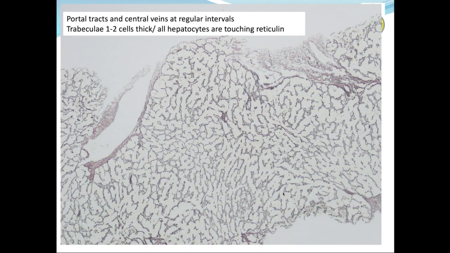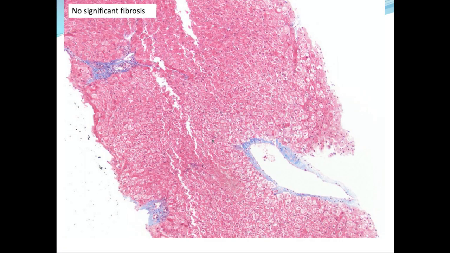What do I mean by normal architecture? What I like to see is that the portal tracts and central veins are present at regular intervals throughout the liver, and the trabeculae are 1 to 2 cells thick, or another way of looking at this is that no more than that, all the hepatocytes are touching the reticulin framework of the liver. And normal architecture, I think also you don't want to see any significant fibrosis.